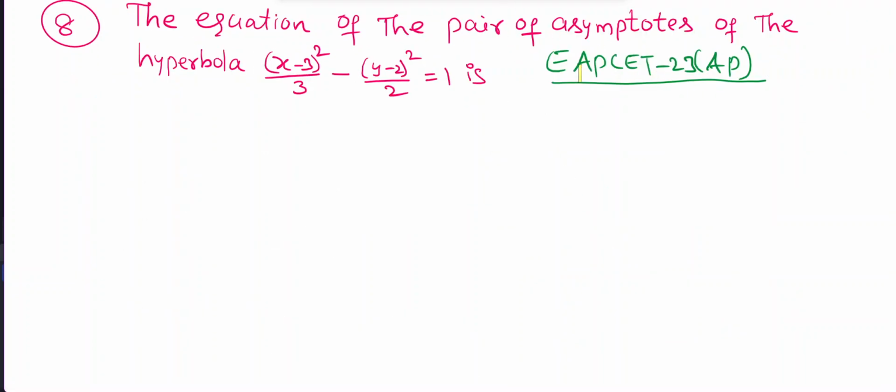This is the next question from EAPCET 23. Here is given the equation of the pair of asymptotes of the hyperbola (x minus 3) whole square by 3 minus (y minus 2) whole square by 2 is equal to 1. Asymptotes and its hyperbola differ by a constant.